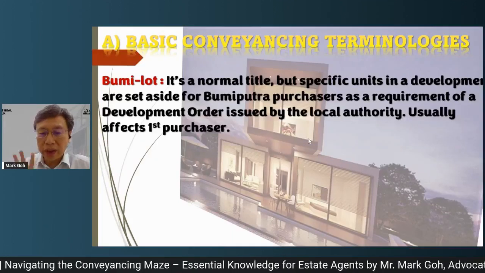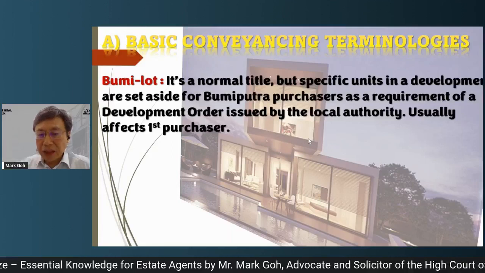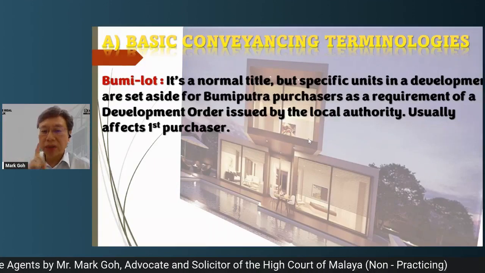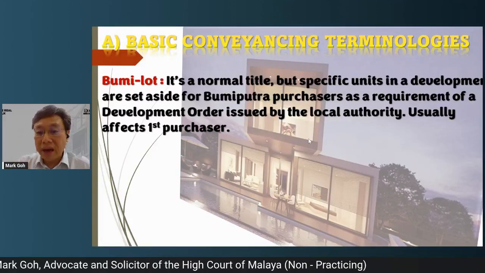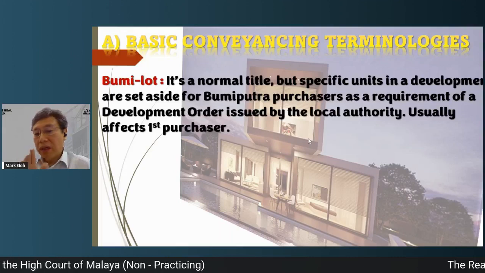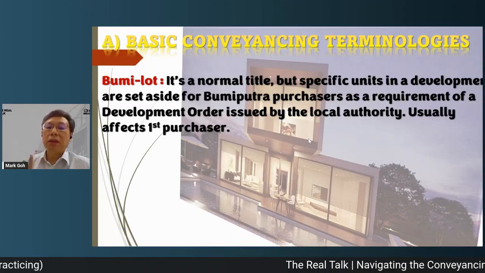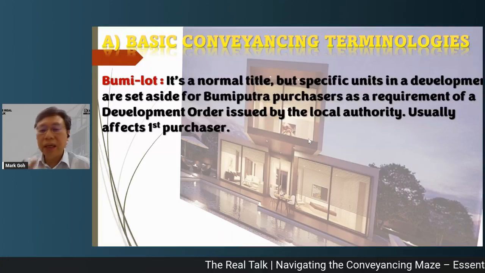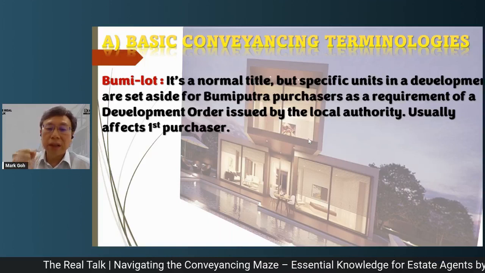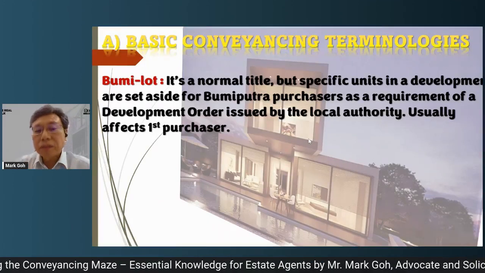Now, these 20 units must be sold to Bumiputra first. So the first purchaser must be a Bumiputra. Thereafter, it can be non-Bumis already. But if you check, the title is a normal title. It's just like any other title. There's no chalk on the title that says it's a Bumiputra lot. It's just a condition.